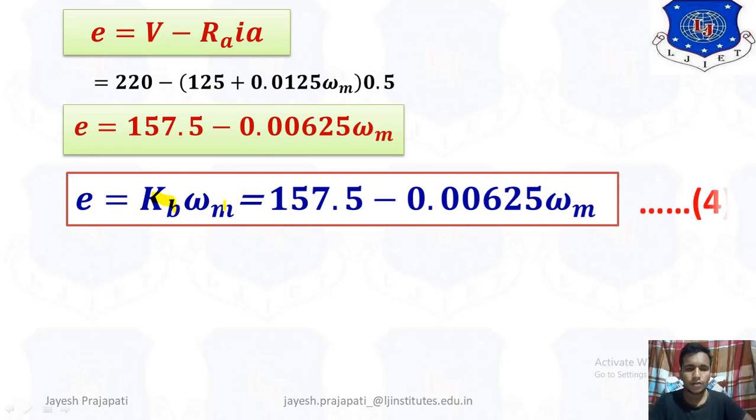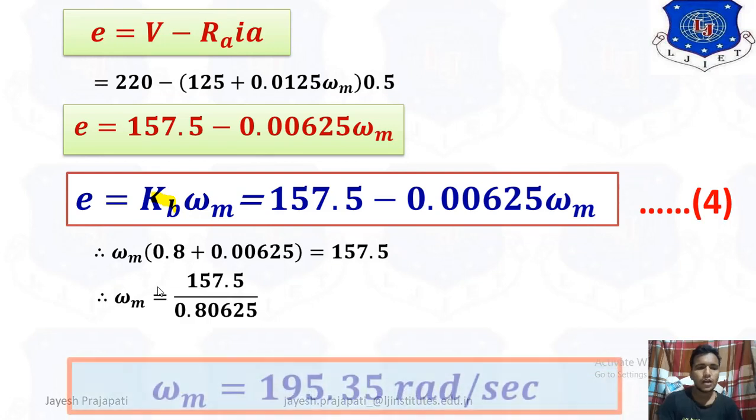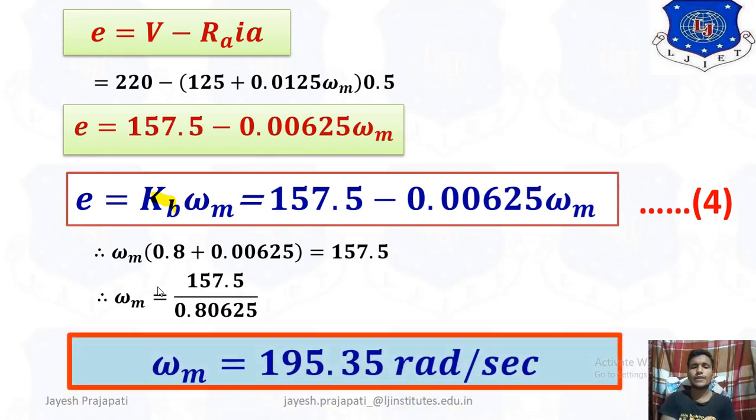So we write down here omega m is equal to, we take equation number 4, omega m in the bracket 0.8 plus this omega m that goes to the left side, 0.00625, is equal to 157.5. So now making omega m the subject, omega m is equal to 157.5 divided by 0.80625, then omega m is equal to 195.35 radian per second.